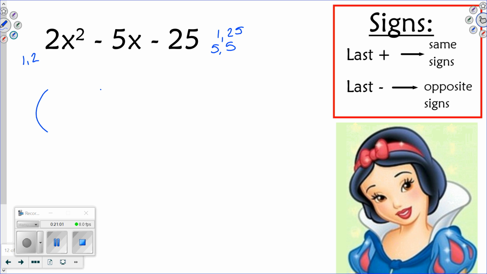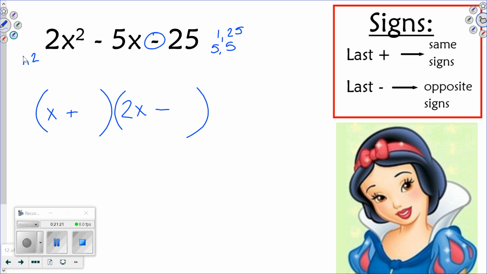All right. So my last one is negative, which means my signs are different. They're opposite. One's plus, one's minus. So option for A, the only option I have is 1 and 2. So 1x and 2x. 1 and 25 or 5 and 5?